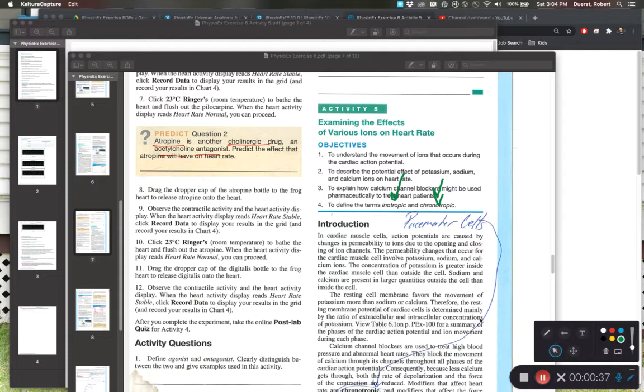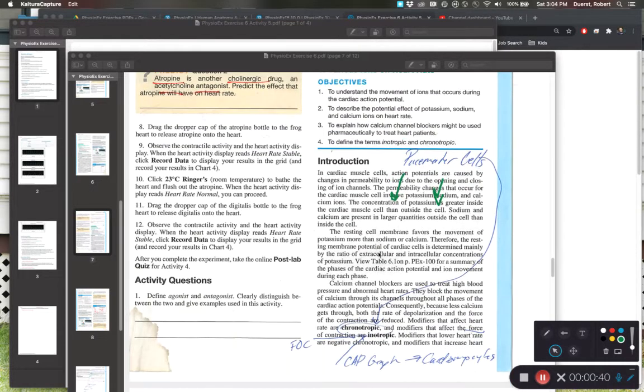In our heart, we have pacemaker cells. These pacemaker cells are special cardiomyocytes that are going to depolarize at a very rapid rate.